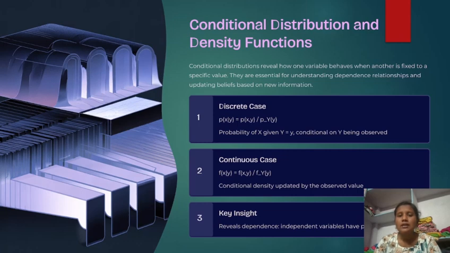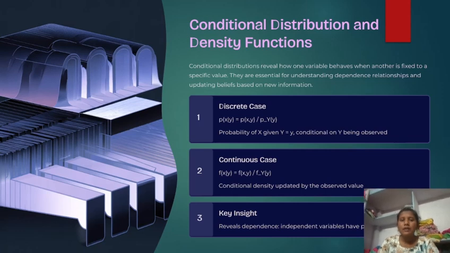In the discrete case, it is represented as p of x given y. Here, y is a fixed random variable when x has happened. It is represented as p of x given y is equal to p of x comma y divided by p of y. Probability of x given y is equal to small y, conditional on y being observed.